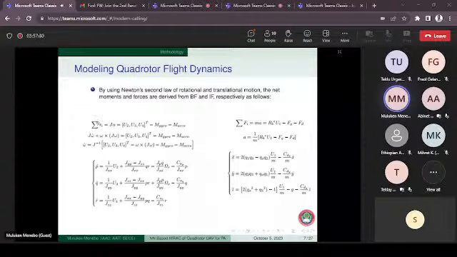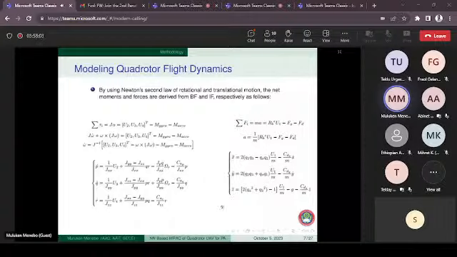To derive the rotational dynamics, we implement Newton's second law for rotational motion. So, by manipulating this equation, we get the rotational dynamics of the quadrotor. Similarly, by applying a similar approach, here we determine the translational dynamics equation, right?